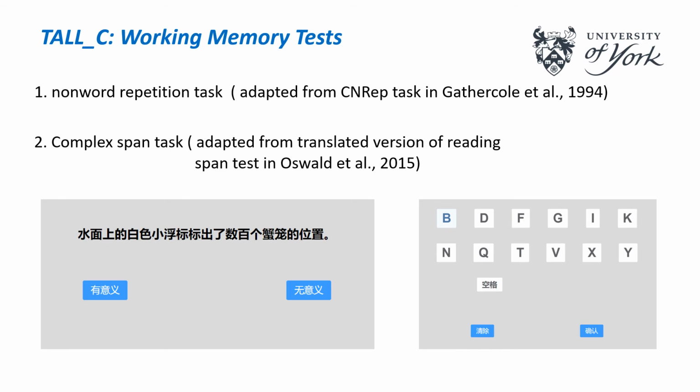Tor C is the test of working memory capacity, which includes 2 tasks: non-word repetition task for phonological short-term memory and complex span task for executive control in working memory. Both tasks were adapted from some widely used working memory tests in psychology.